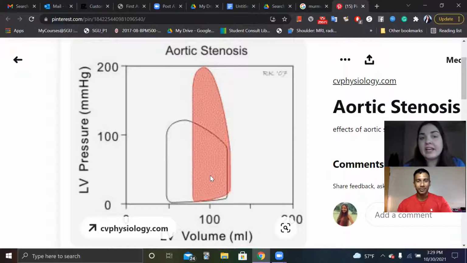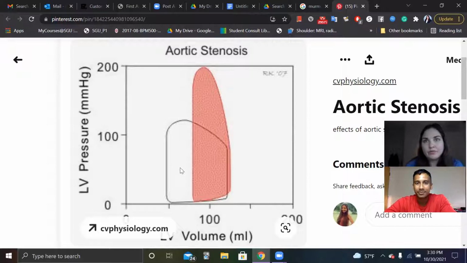Exactly. And you can reason that through, or you can just say, hey, look, that's a lot of afterload. That's a lot of pressure. And if that valve is very small, how much fluid am I really getting out? Because this width is also your stroke volume. So if I were to ask you, what is the stroke volume in somebody with aortic stenosis, you'd be able to tell me low.